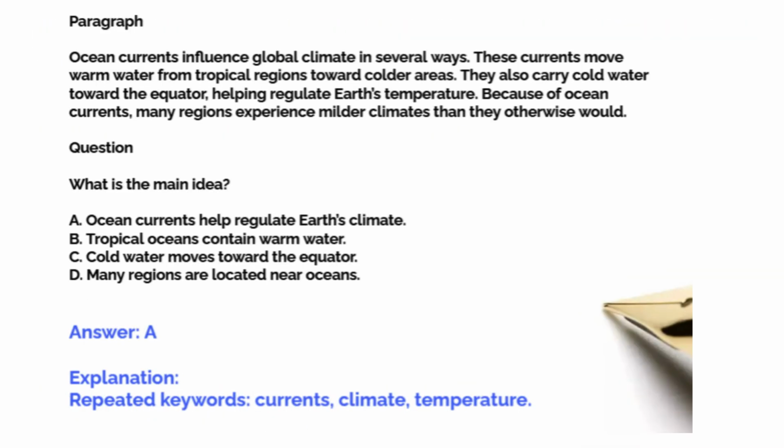In this example paragraph, the repeated keywords are currents, climate, and temperature. Because these words appear multiple times, they reveal the main focus of the paragraph. Therefore, the correct answer is B.